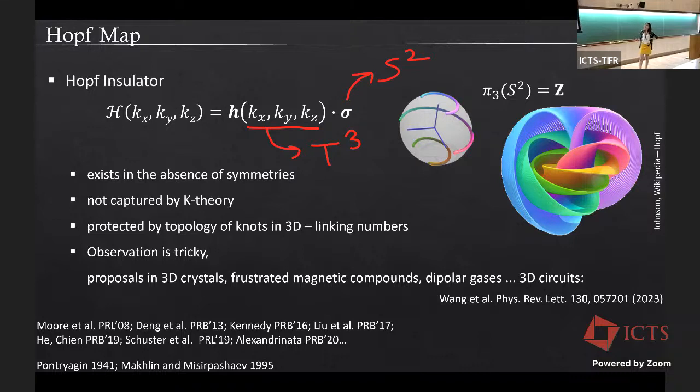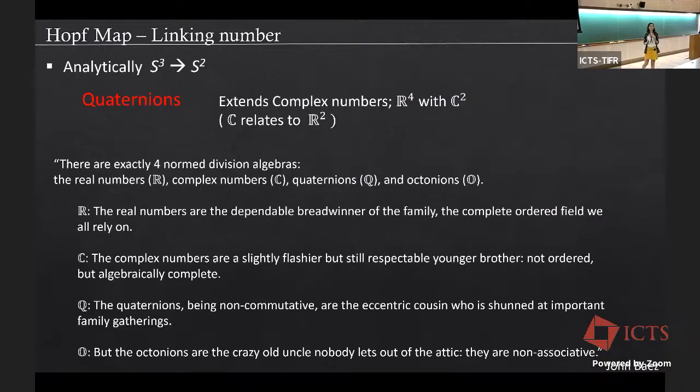I will not go to this 3-dimensional parameter space in a 3-dimensional crystal way. I want to do it in a time-dependent way. That's why I'm going to do quaternions, to explain what this whole Hopf map is. So quaternions extend Chern numbers to C2.